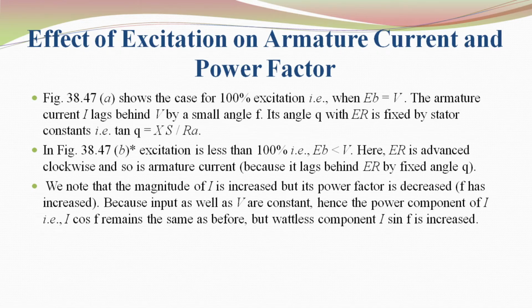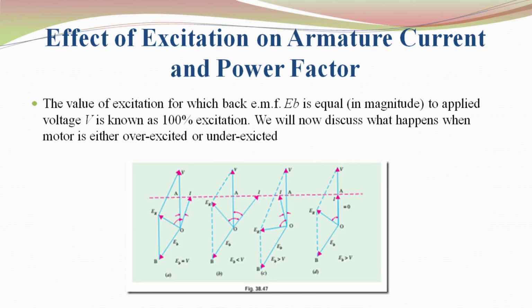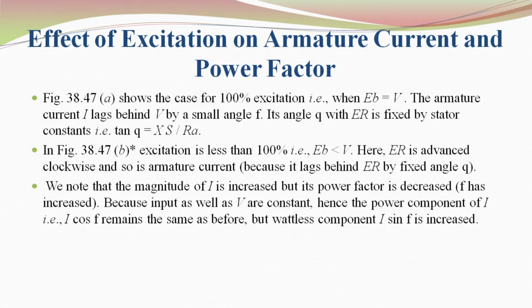So all these 3 cases which we have discussed, the same thing but in a different manner I am explaining now. In figure 1 we can see a case showing 100% excitation, when Eb is equal to V. So armature current I will lag behind V by an angle. The angle theta with Er is fixed by stator constants, that is tan theta is equal to Xs by Ra, and figure B shows the excitation which is less than 100%, that is Eb is less than V.